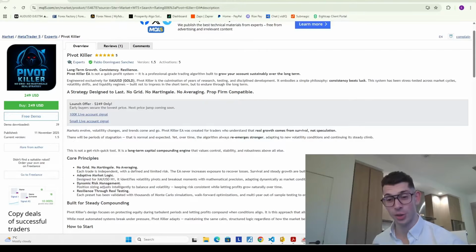The Pivot Killer is the newest expert advisor developed by Mr. Pablo. Today I'm excited to dive in to see what the strategy behind this bot is and if it can be a good addition to our portfolios. So Pablo is best known as the developer of the Wall Street Killer.